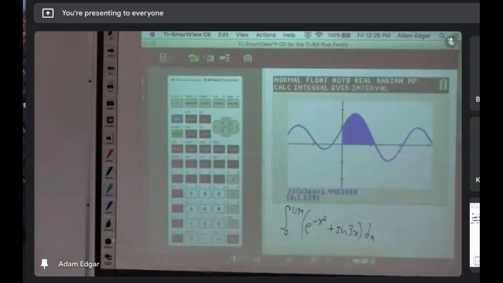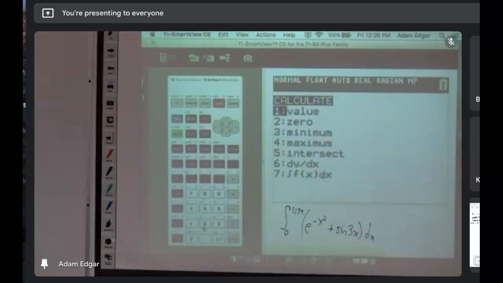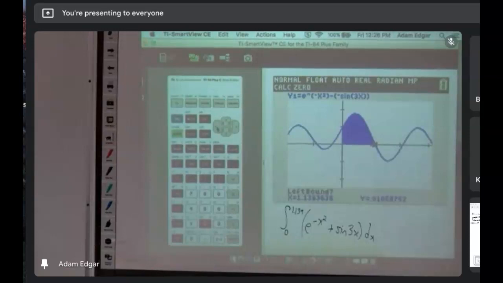Any comments on that thing? When I do, because you have to do second trace 0, and then you enter. Yeah, mine just says error. When you do second trace 0, you've got this blinky dot. You've got to move it a little bit to the left of the x-intercept that you're finding. Hit enter. And then move it a little bit to the right of the x-intercept and hit enter.